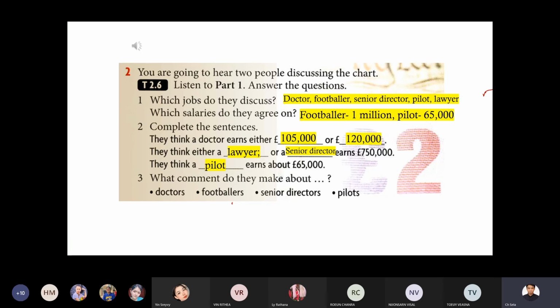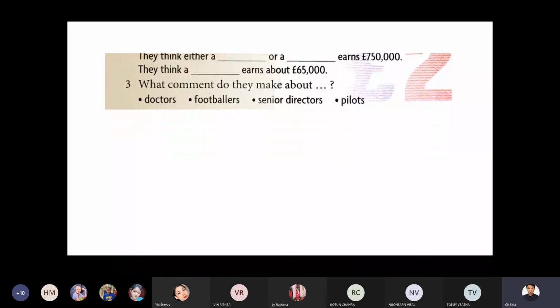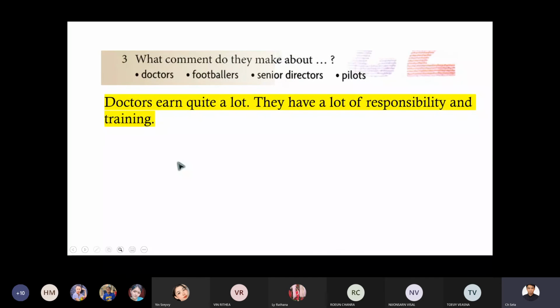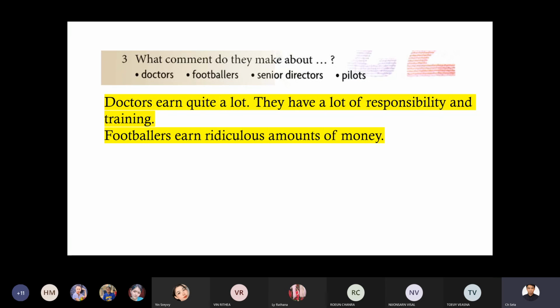Okay, thank you very much. So we have the answer for doctor. Right, doctors earn quite a lot. They have a lot of responsibility and training. How about footballer? Oh, do you have the answer? Okay, a footballer earns a ridiculous amount of money. So ridiculous amount of money means too much money, all right?